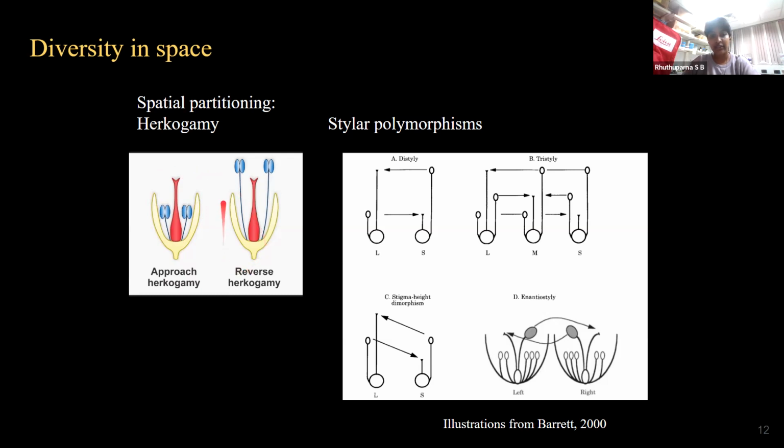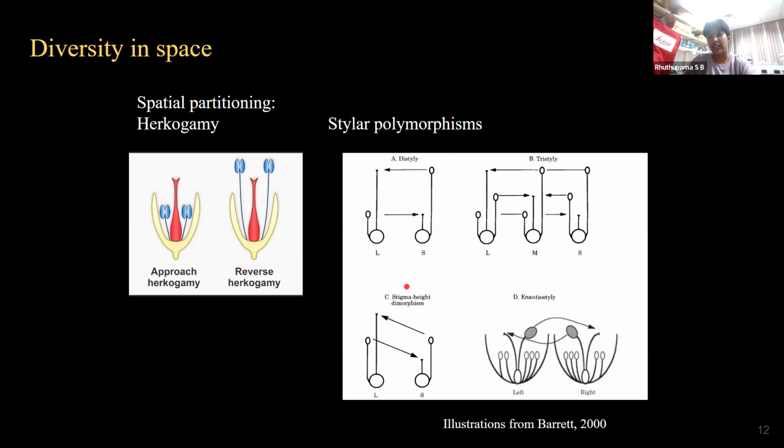On the other hand, reverse hercogamy is where the opposite condition exists, like the anther is positioned beyond the stigma. The third class of hercogamy is known as stylar polymorphism. A general definition for stylar polymorphism is a population having more than one type of floral morph, which differs in the height or the orientation of the stigma.